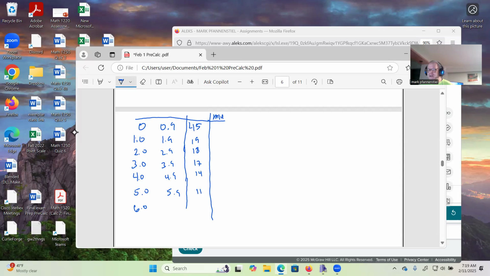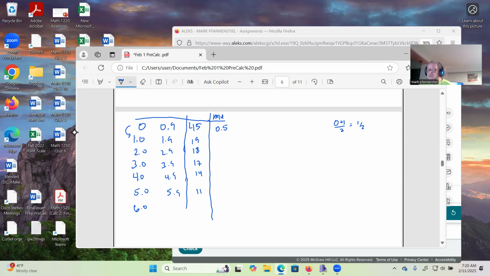So we have to find the midpoint of this. Instead of looking at 0 to 0.9, what I'm going to suggest is look at 0 to 1. We're going to average these together. What's halfway between 0 and 1? We could say 0 plus 1 divided by 2 and get 1/2. I'm going to go ahead and say the midpoint here is 0.5.